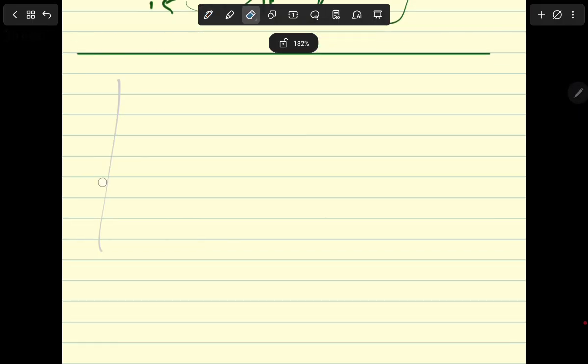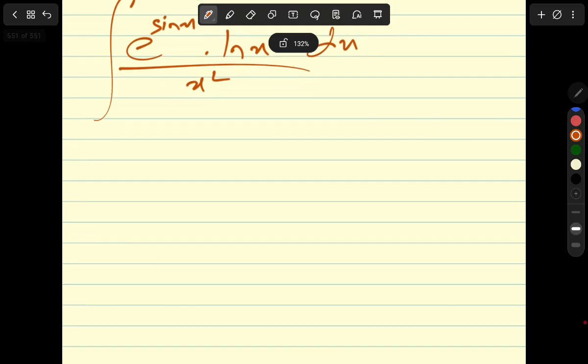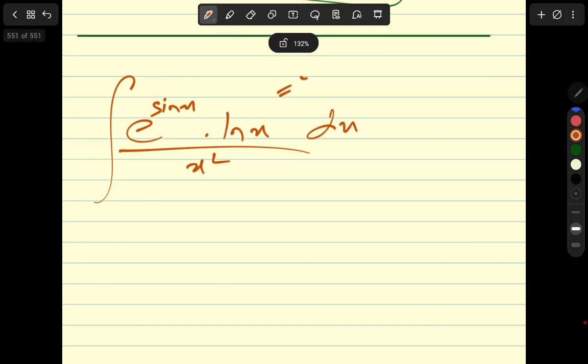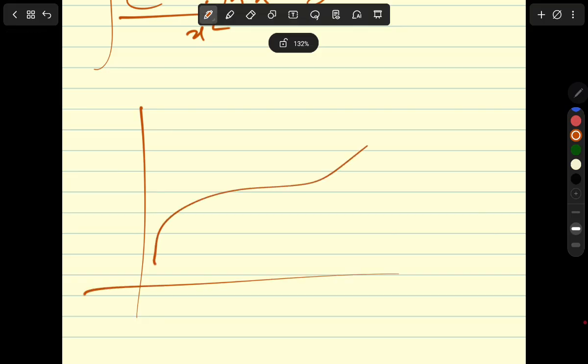Now, what if you have a function something like e to the power of sine x times ln x over x squared? Now you cannot integrate it, right? So once you cannot do it, you can find function values. For example, this was equal to y. So let's say that this is some impossible looking function like this. Now in such a case, if you were to integrate it from the limits x is equal to a to x is equal to b, you cannot do it.